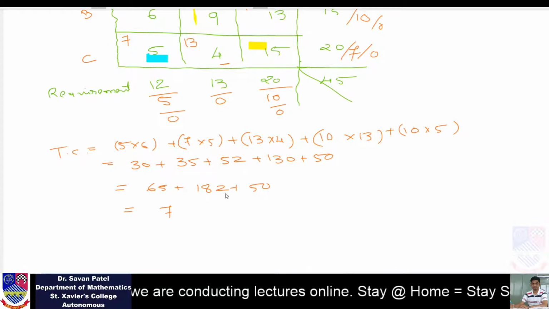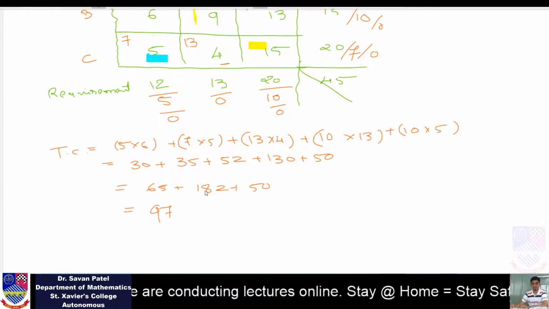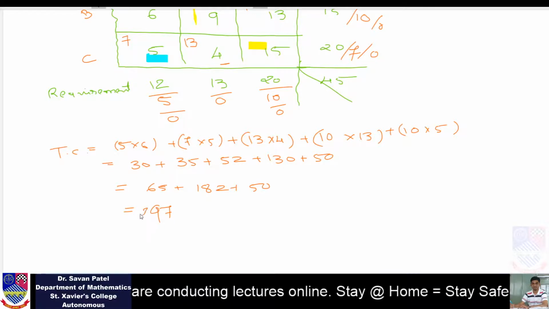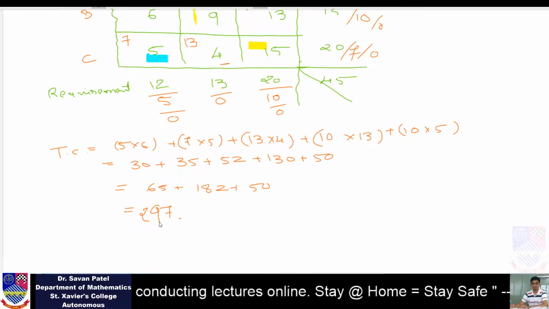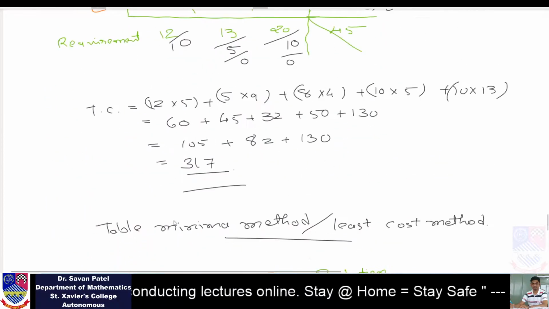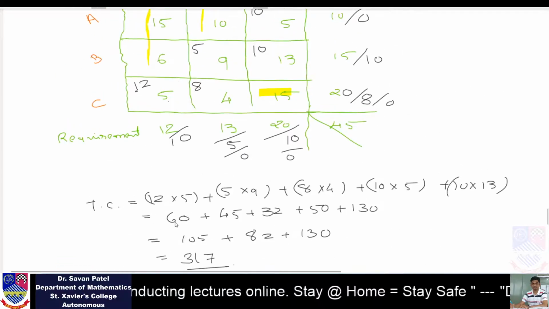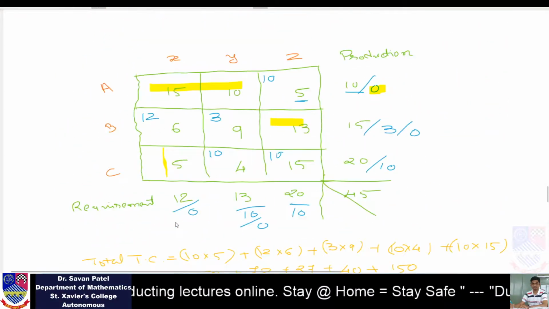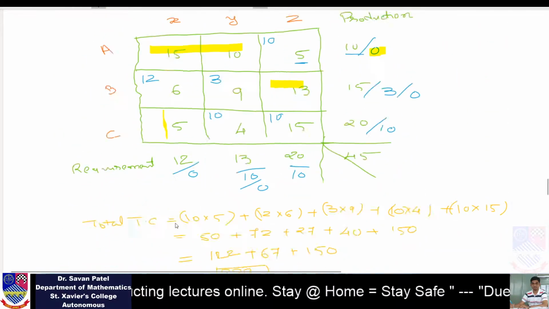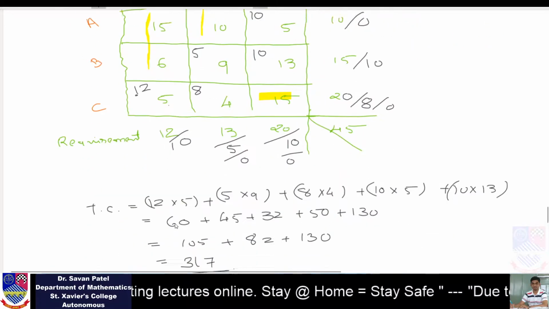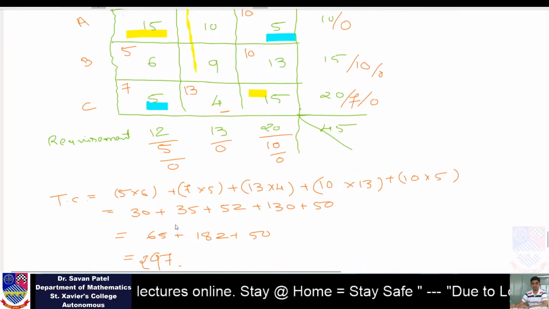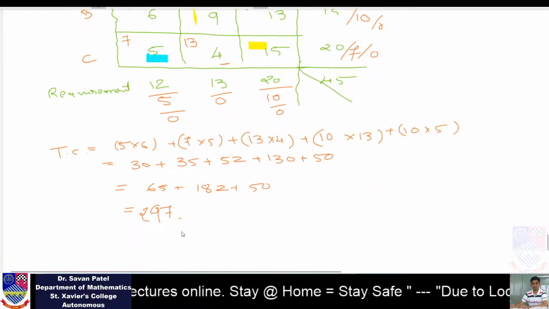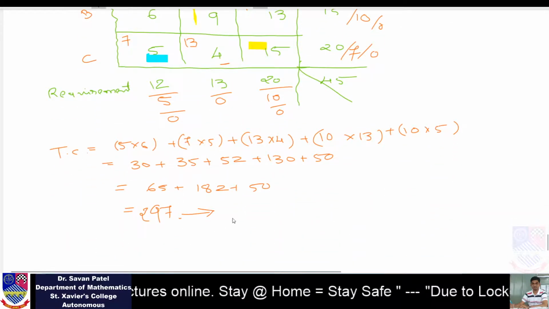5 plus 6 is 11 plus 8 is 19, 1, 2, 9, 7. So see, compared to the row minimum method or column minimum method, in the row minimum method we were having transportation cost 339. In the column minimum method, we are having transportation cost 317, while the table minimum method is having transportation cost 297.